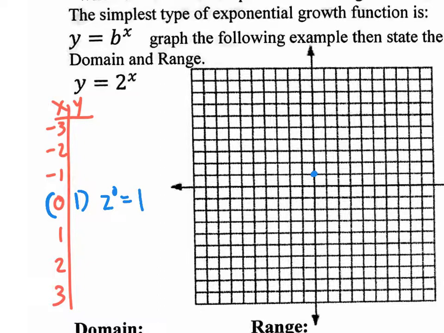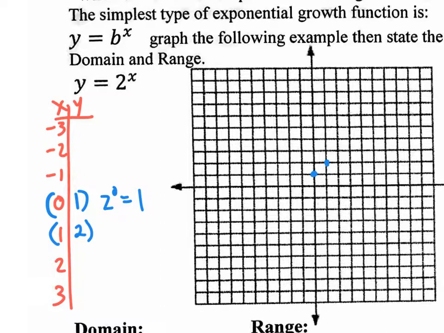Let's go to the next one. If I were to plug in a 1, what do I get out? 2. If I plug in a 1 right there, 2 to the 1 is 2. So my output is a 2. So let's go to the coordinate 1 on the x, 2 on the y. So here's the origin. 1 on the x, 2 on the y. You'd be up there. So let's put a dot right there.